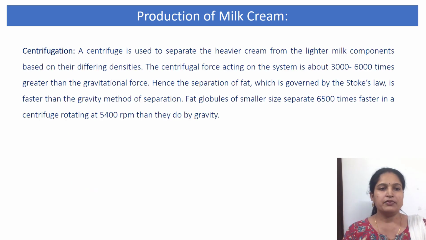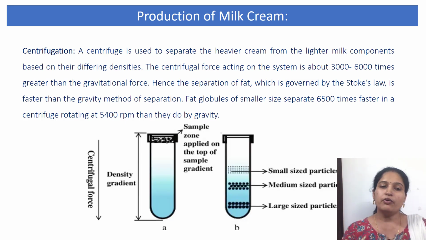Now the second method for cream production is centrifugation. So a centrifuge is used to separate the heavier skim milk from the lighter cream components based on their differences in densities. The centrifugal force acting on the system is about 3000 to 6000 times greater than the gravitational force. Hence the separation of fat, which is governed by Stokes' law, is faster than the gravity method of separation. Fat globules of smaller size separate 6500 times faster in a centrifuge rotating at 5400 rpm than they do by the gravity method of separation.